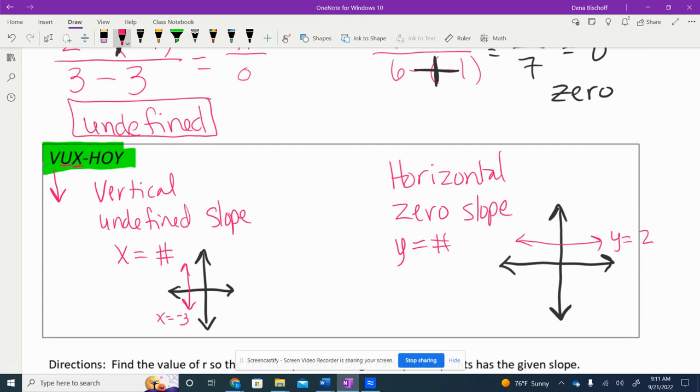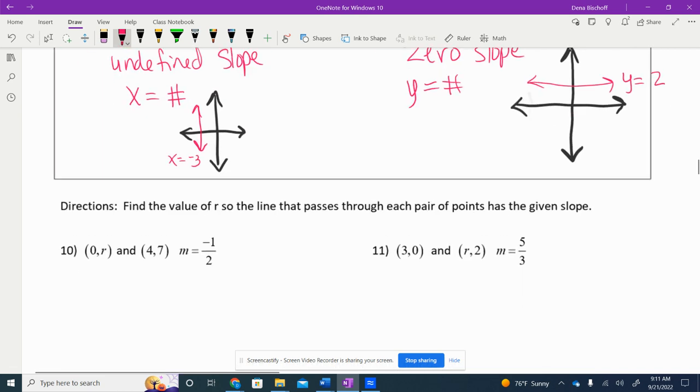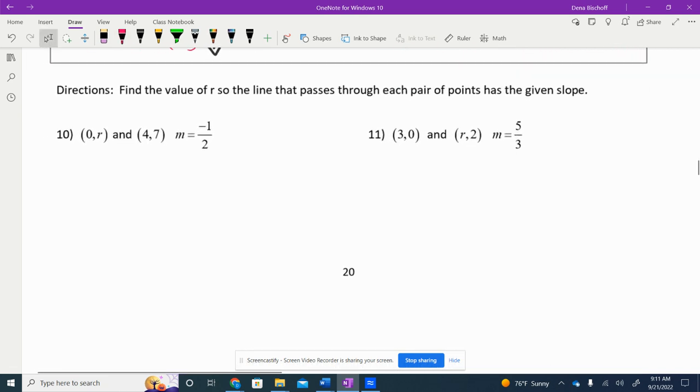So I want you to know that when you see a y equals a number, that's going to be a horizontal line. It's going to have 0 slope, and you don't have to graph it. Like, you just know, right? If you see x equals, I want you to know that it's a vertical line, undefined slope. And we know it's undefined because you cannot divide by 0. All right? Okay. So we're going to work backwards. Remember that we know that slope equals y2 minus y1 over x2 minus x1.